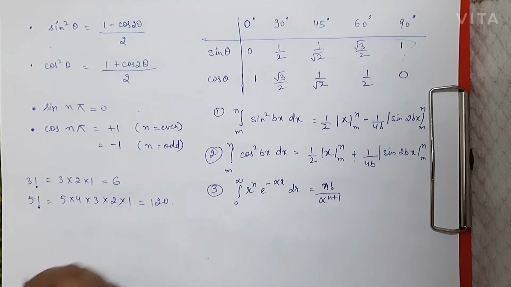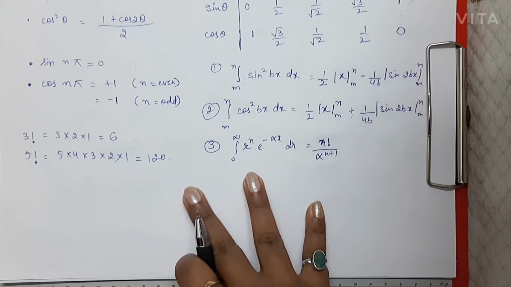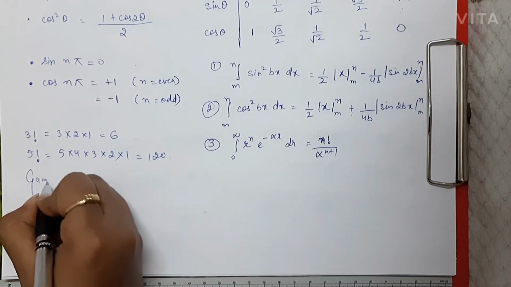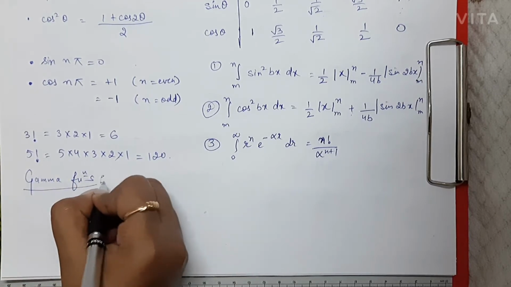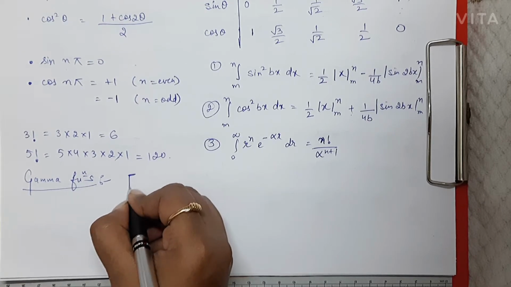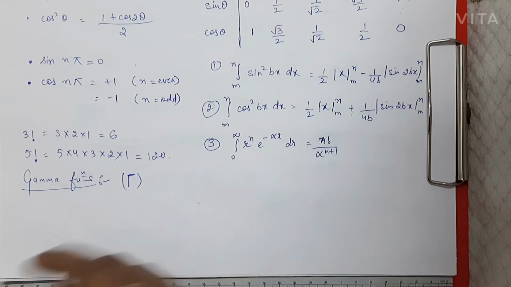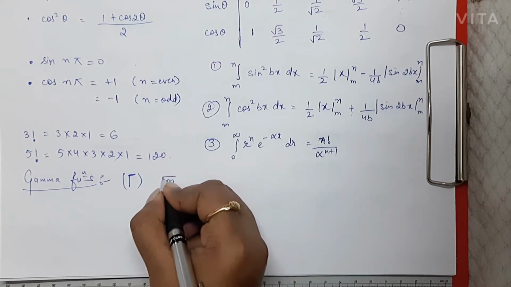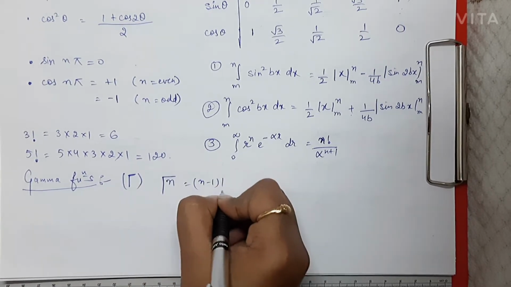It's very easy. Now there is one more thing you need to learn, that is the gamma function. What are gamma functions? First we are going to discuss gamma functions. Gamma functions are represented like this, with this symbol. The gamma function, if you want to find the gamma function of any number n, is n minus 1 factorial.